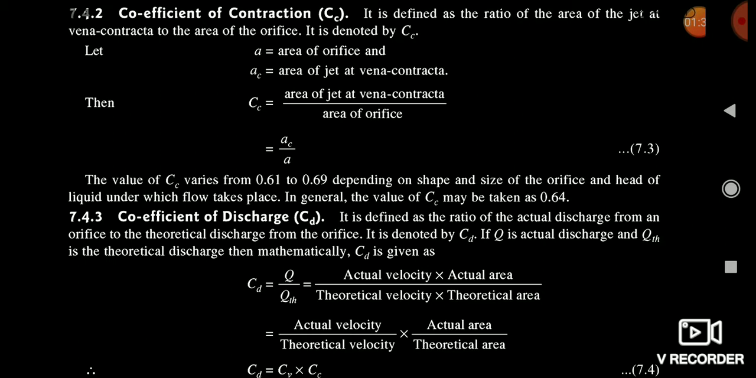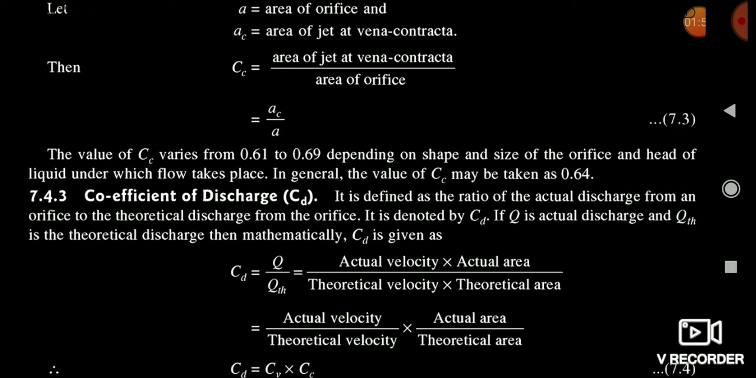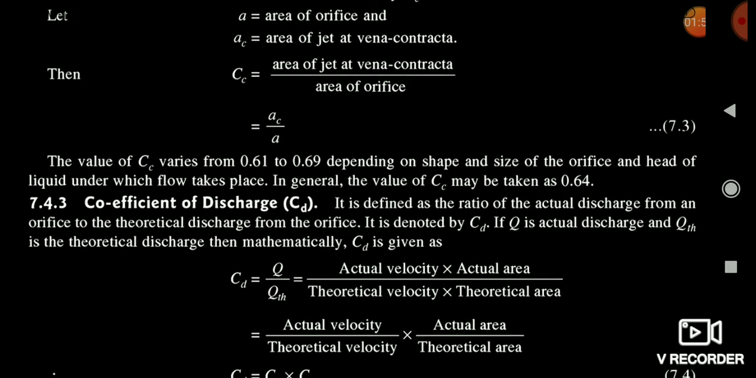So coefficient of contraction is nothing but the area of the jet at the vena contracta divided by the area of the orifice. You remember this formula, and the area of the orifice is nothing but pi by 4 d square. And for the coefficient of discharge, you can see the derivation here: CD is equal to CV into CC. That is important.